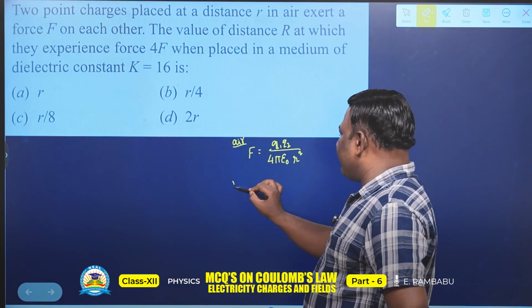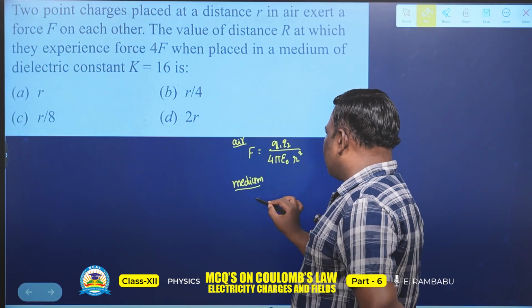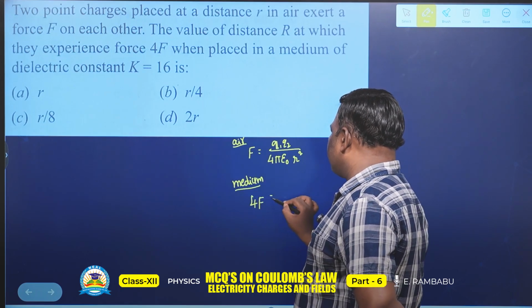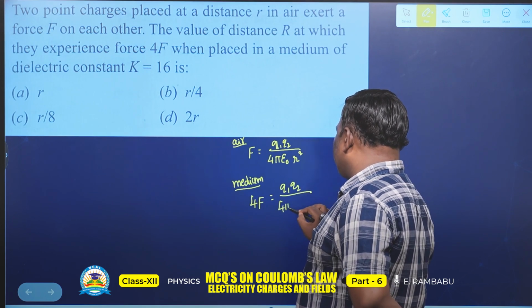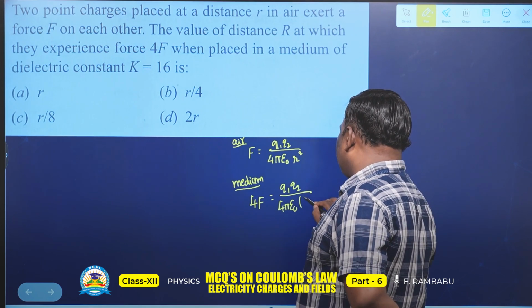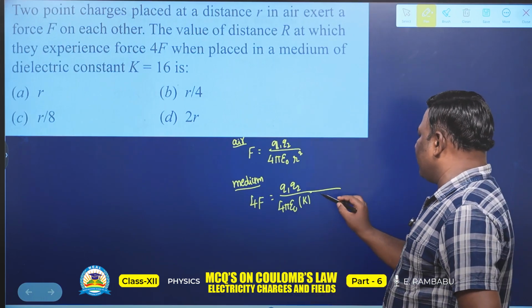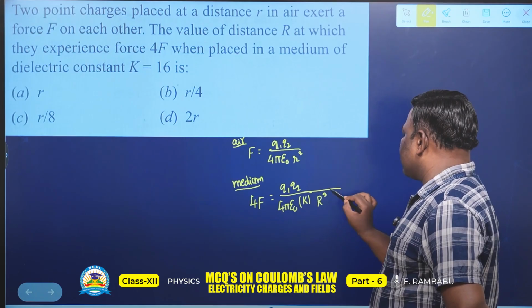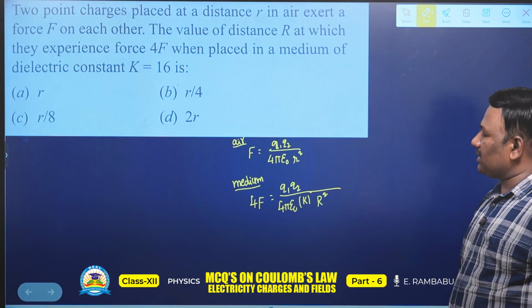Next one, in a medium. In the medium, the force is given as 4F, with the same charges. Now it is 4 pi epsilon naught into the dielectric constant, epsilon r, or also K, into the distance, which is taken as capital R square. Now we are going to get what the R value is in terms of small r.